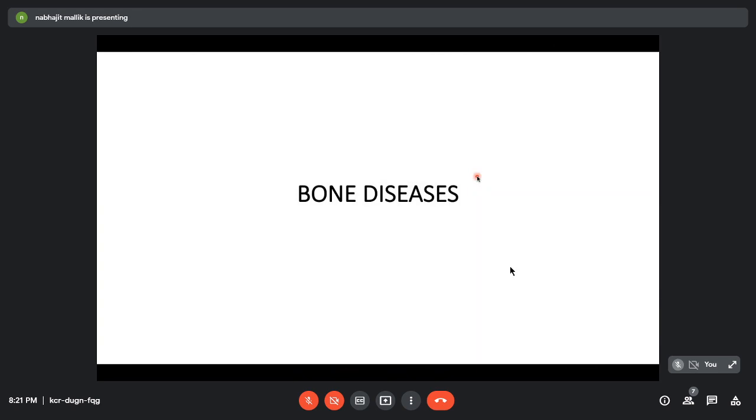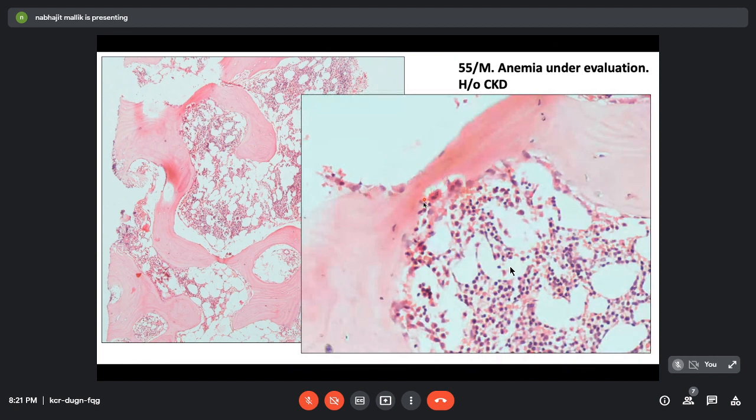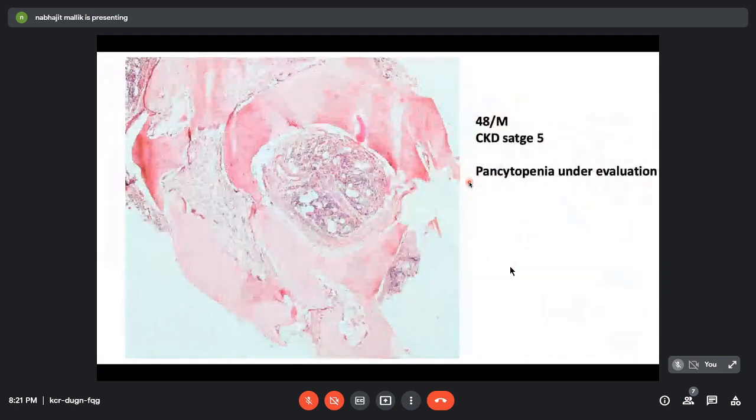After that, we also have some bone diseases which we can see from the low power viewing. So here we can see a 55-year-old male with anemia under evaluation. He also had CKD, and we can see that the bone trabeculae are irregularly thinned out at places. When we take a closer look, we can see there is osteoclast activity that is causing this tunneling of the bone, and this is CKD-related change of the bone in this patient.